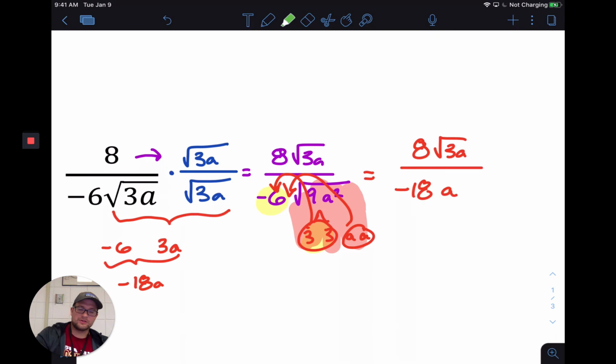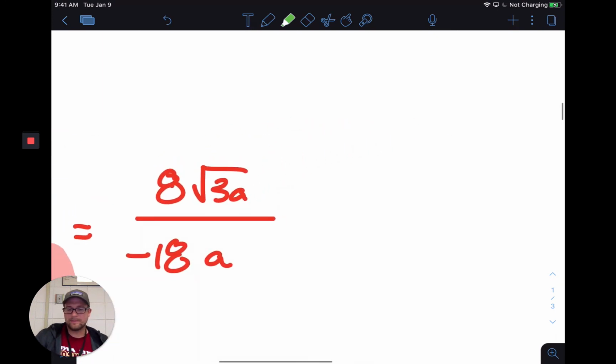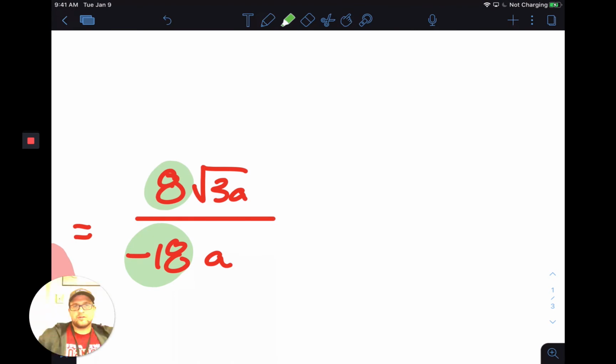Now, there is, of course, a little bit more simplifying that we can do here, and that has to involve these two numbers right here. And what we think to ourselves is, if I have the fraction 8 over negative 18, could it be reduced at all? And when we do, we're just trying to look and find the number that goes into each of those that's the same, and the biggest, of course.